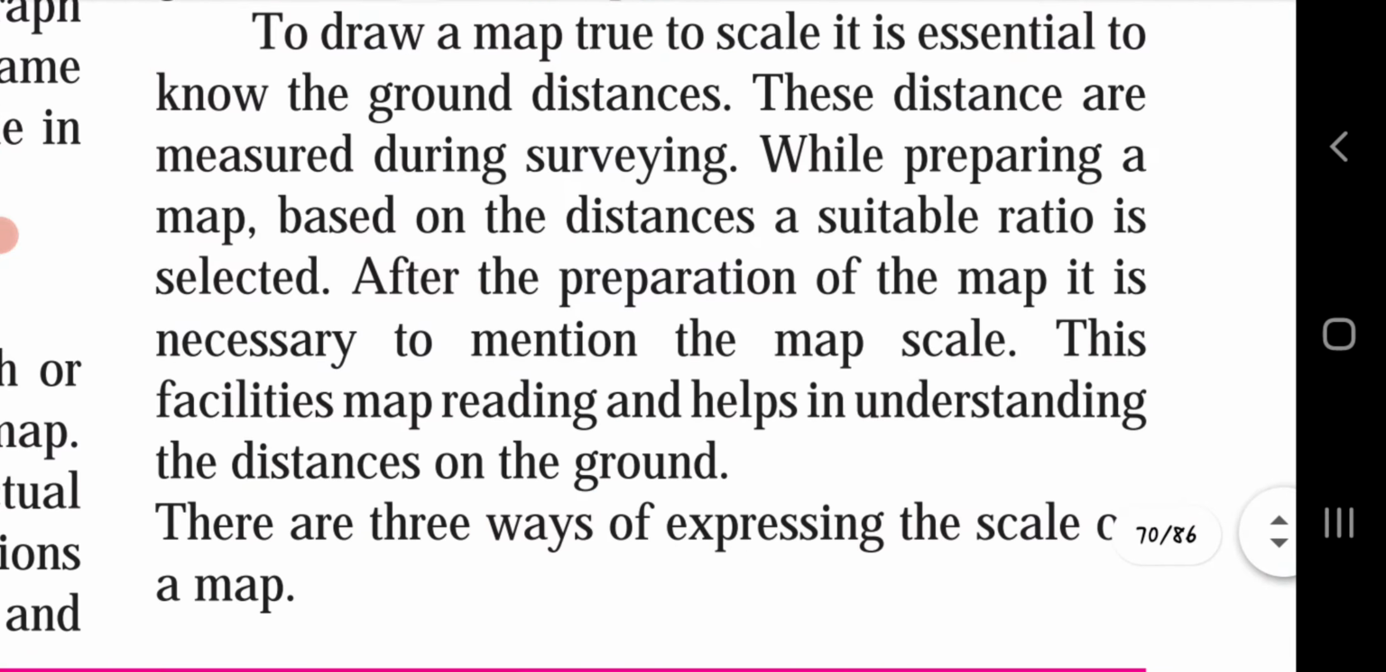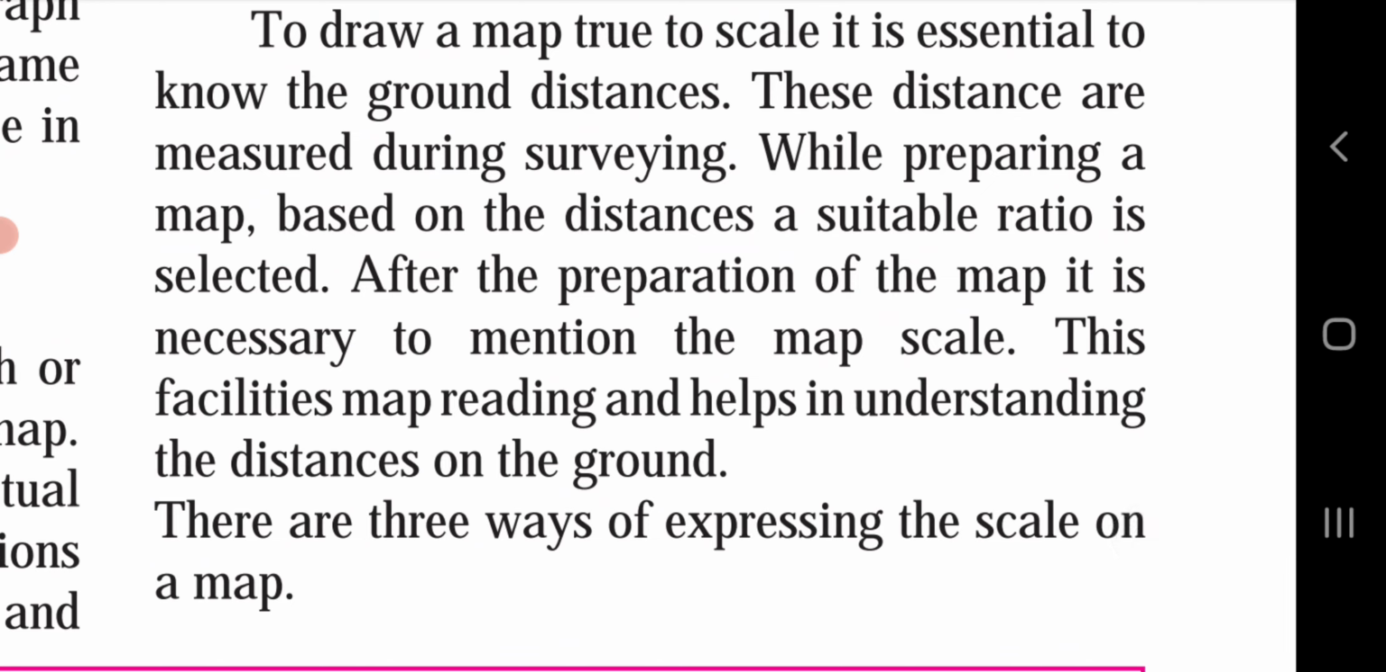While preparing a map based on the distance, a suitable ratio is selected. After the preparation of the map, it is necessary to mention the map scale. This facilitates map reading and helps in understanding the distance on the ground. There are three ways of expressing the scale on a map. According to the given content, there are three different scales from which we can express the map. The types of map scales are: verbal scale, numerical scale and linear scale.